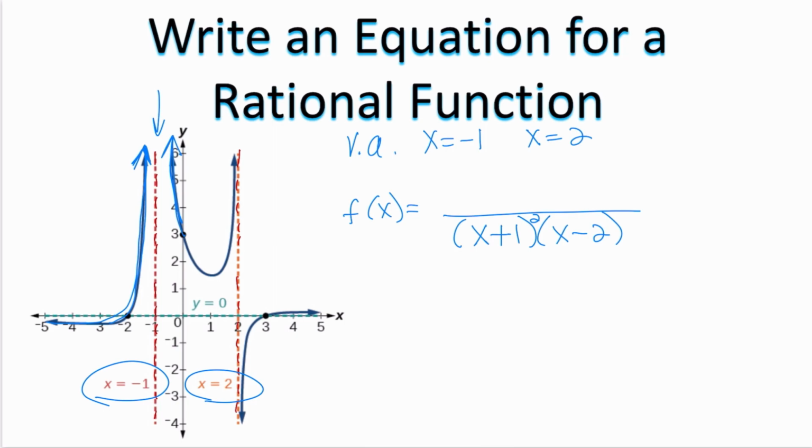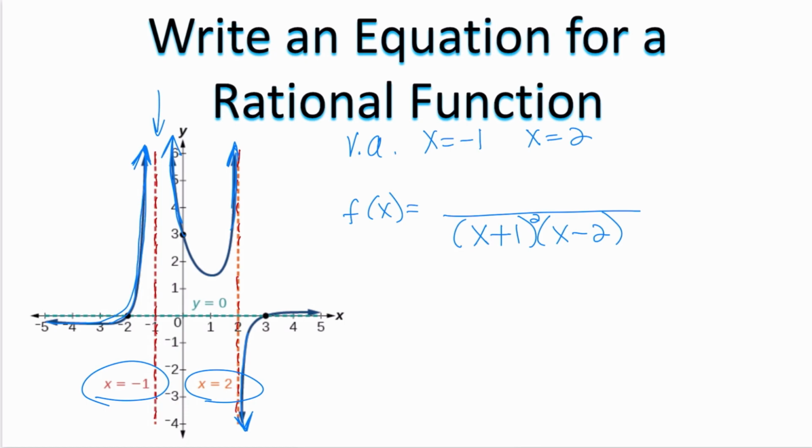In the other asymptote, notice that this right here goes up, but the other arrow right around it goes down. They're going in opposite directions. So that means that that is just the reciprocal function and not the reciprocal squared function. So I'm going to leave x minus 2 without adding a second power to it.